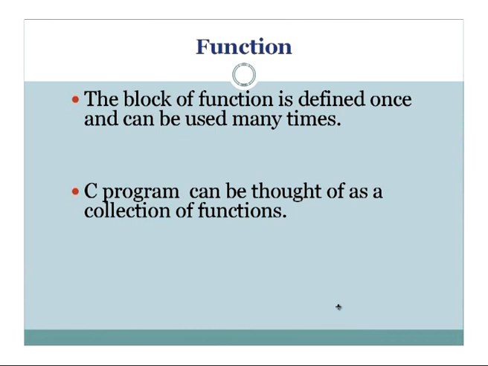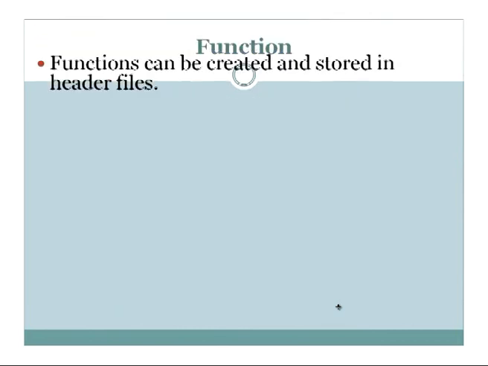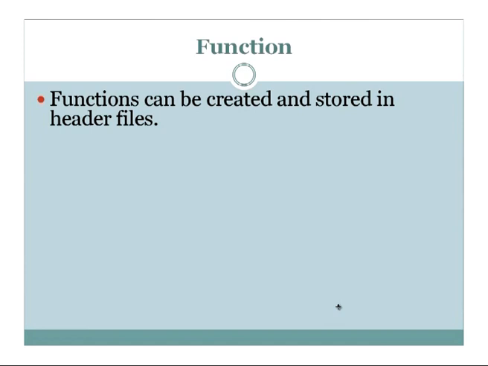A C program can be thought of as a collection of functions. Functions can be created and stored in header files. What are header files? These are the files that are stored in the C library. They can be reused just by including them in a program. We will study header files later on.